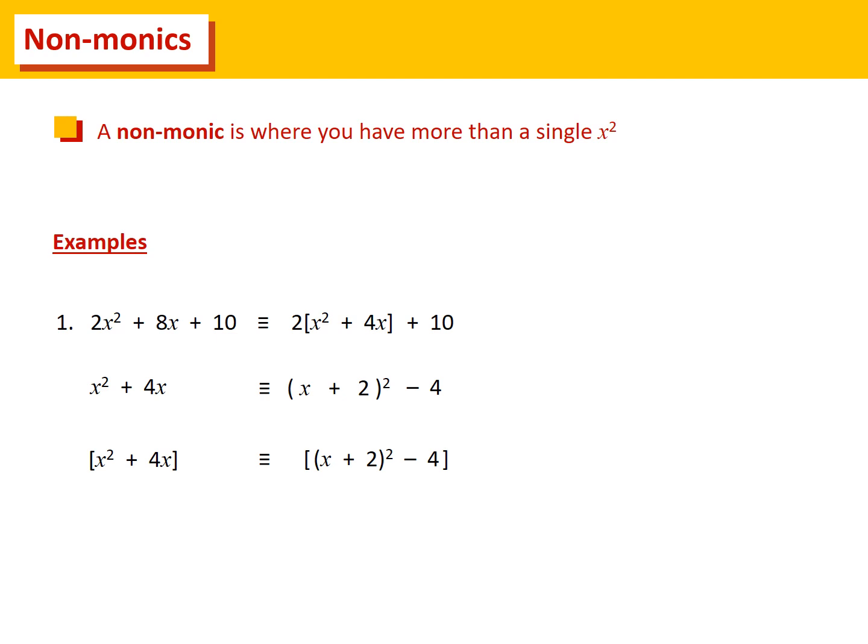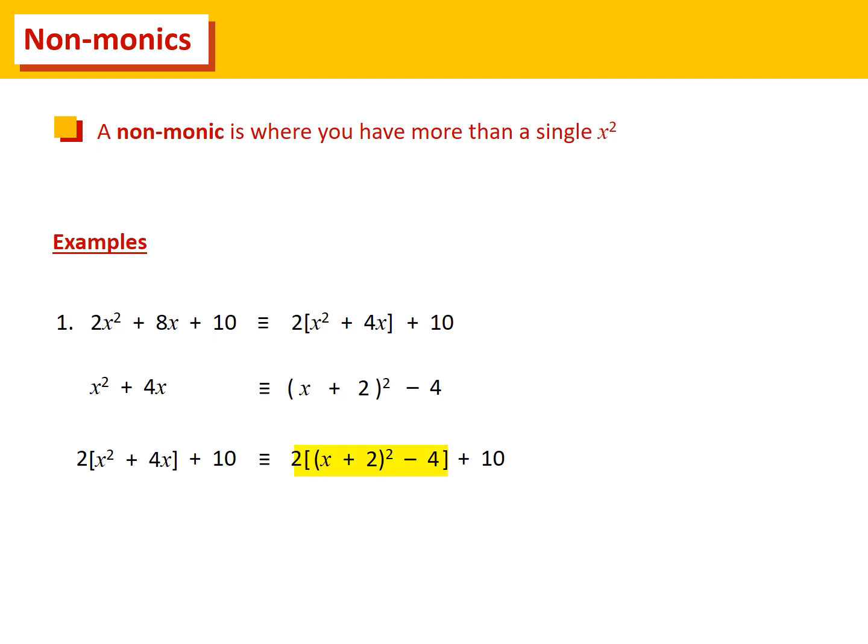But now I want to take you to what we have up here. We haven't got x squared plus 4x. We've got 2 lots of that. So we need to put a 2 in front of the square bracket on both sides. And then we've also got plus 10 here. So we need to put a plus 10 on this left-hand side and a plus 10 on the right-hand side.